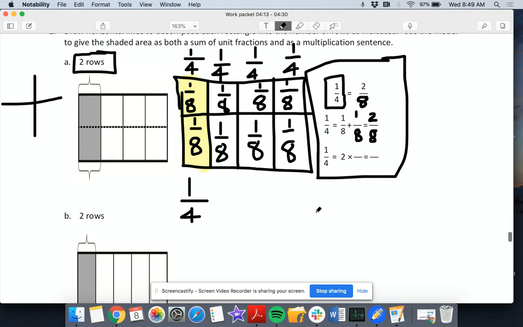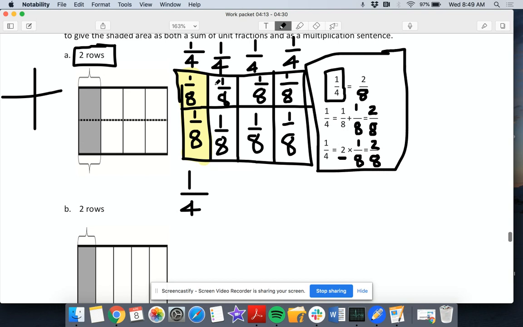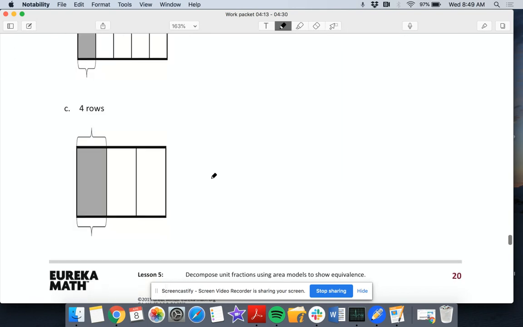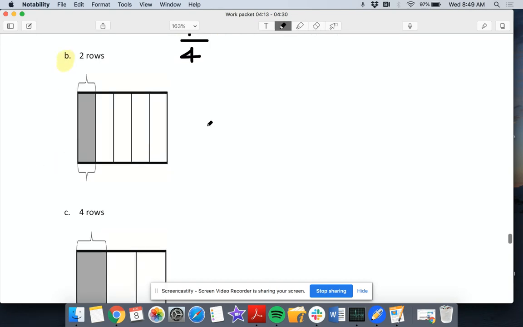Remember these little funky multiplication sentences we also have to make? Essentially, all it is is 2 times our unit fraction now, which is 1/8, which is 2 times 1 is 2. Drop down that denominator, which is that 8. So 2 times, why is it 2 times? Because of these 2 lines, right? Or these 2 boxes, right? 1, 2.